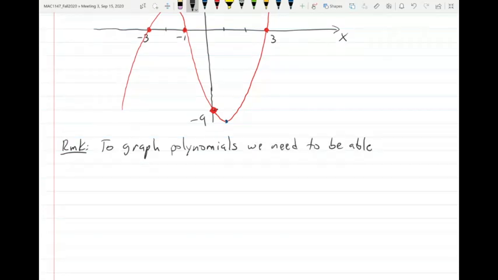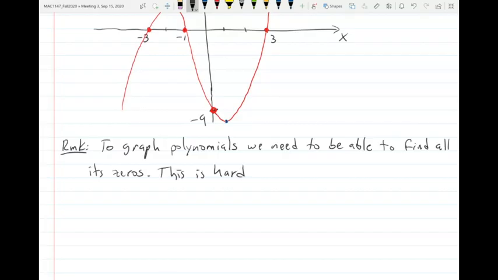So we need to be able to find all its zeros. Okay, and in general, this is hard. Of course, sometimes it's easy, like the one we just did. We were able to find all the zeros very easily, but in general, this is hard.